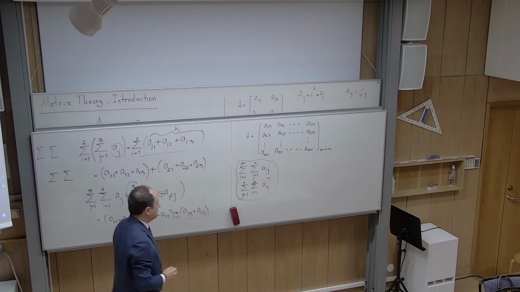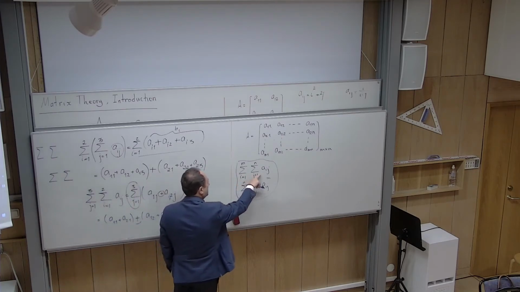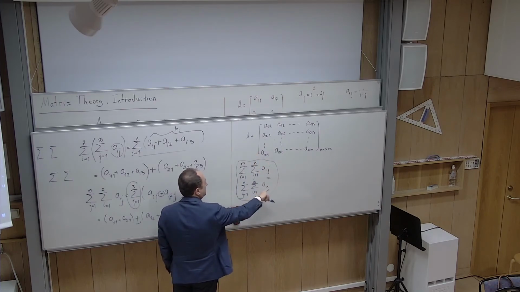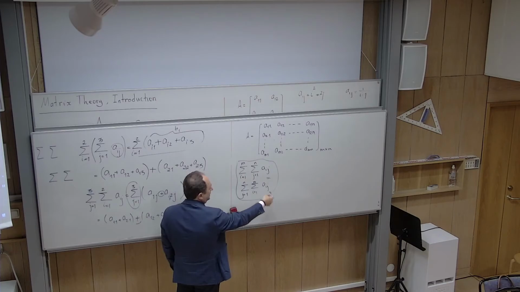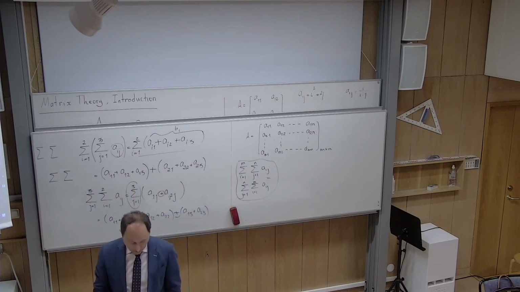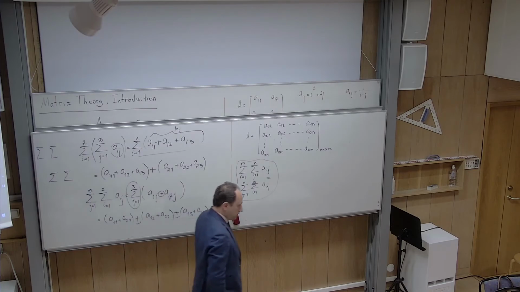So these are equal. If someone asks you, what is this number? You would say this is the sum of all entries. What is this number? The sum of all entries. It is clear that the sums of the entries are the same. It doesn't matter how you calculate. Any questions?